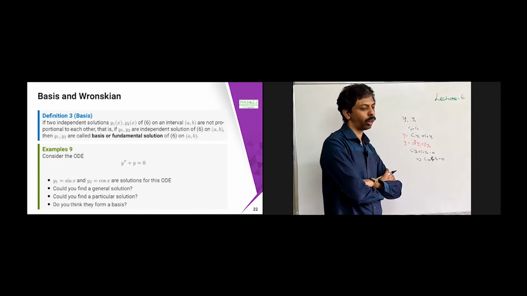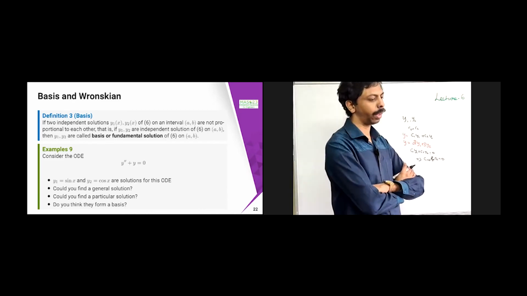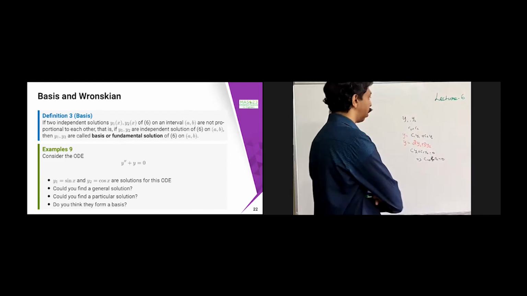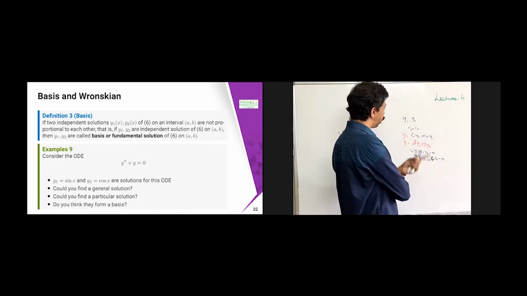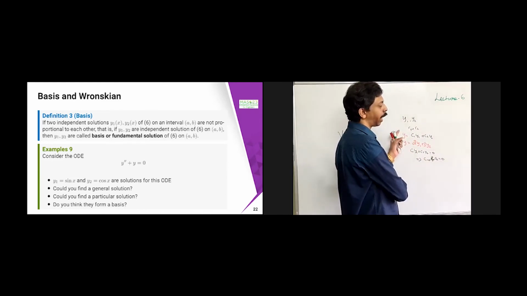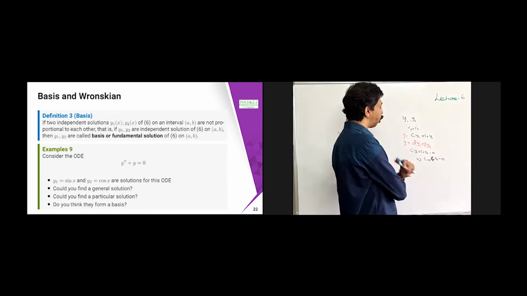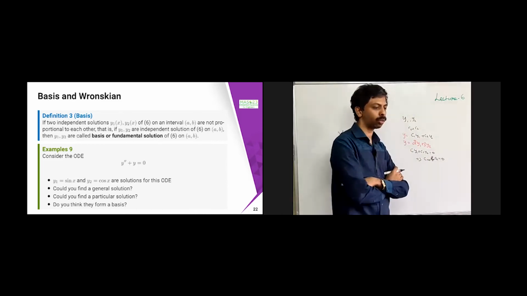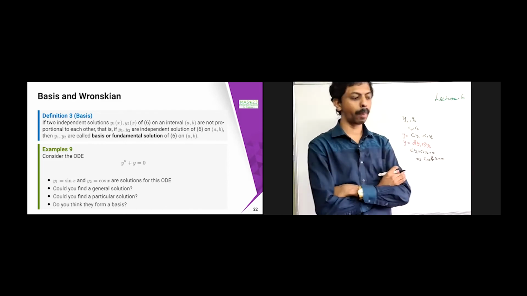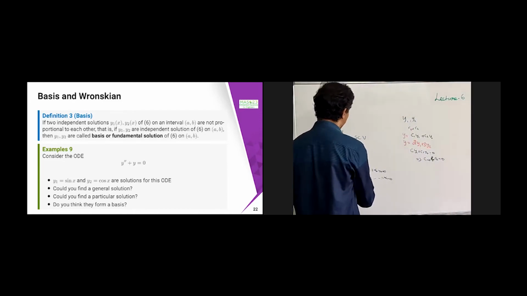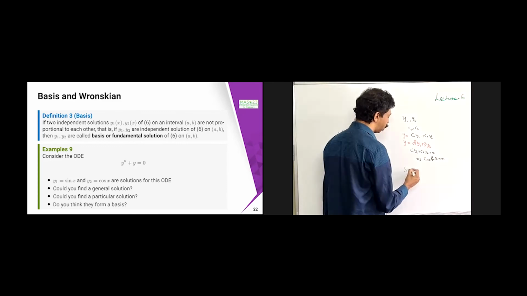So if y1 and y2 are independent solutions of the ODE, then y1 and y2 are called a basis of the fundamental solution, because we are going to prove that for a second order linear ODE the dimension of the solution set is 2. That is the reason we say that if we have found two independent solutions, automatically that becomes a basis for the fundamental solution. Of course, you have to prove that L of S equal to V, suppose S equal to y1, y2.